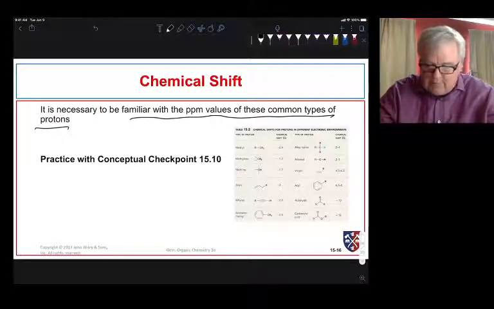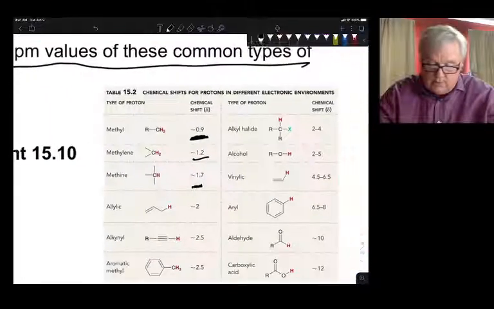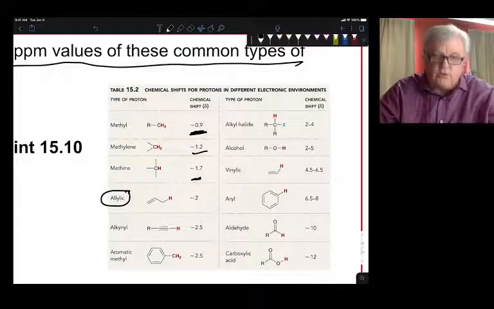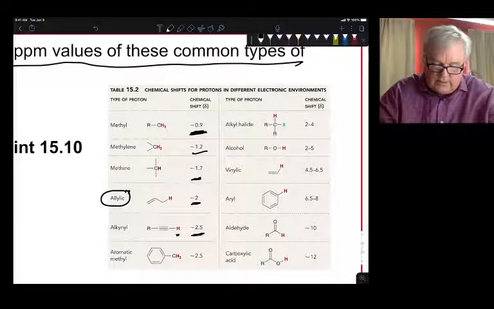But typical methyl groups of alkanes come at 0.9. Methylenes, 1.2, and methines, 1.7. Allylic means that they're attached to a carbon that's attached to an sp2 hybridized carbon. They come in at about 2. Alkynyl protons, interesting, they come in at about 2.5, and that has to do with the induced field as well.